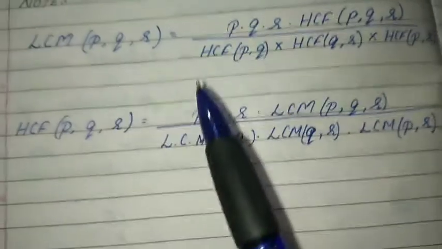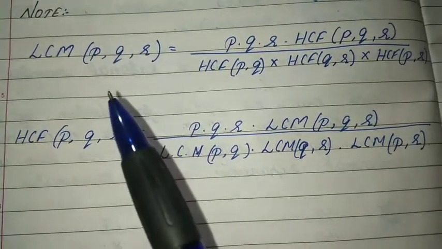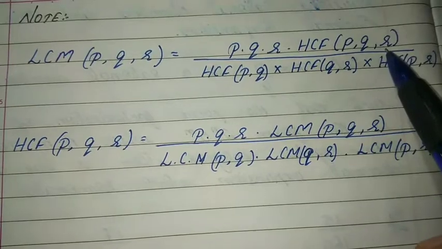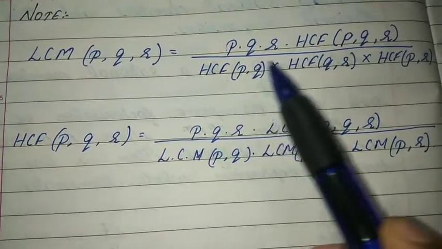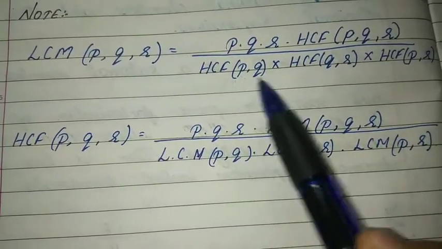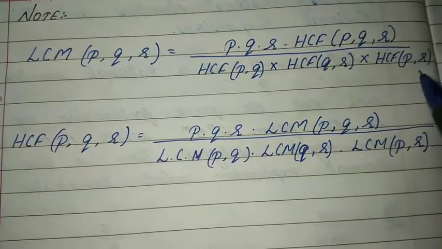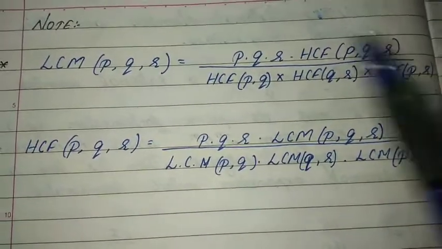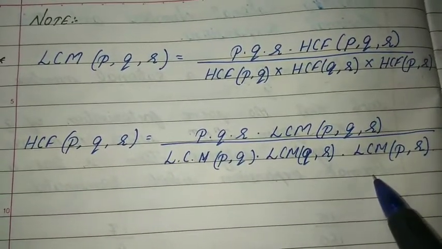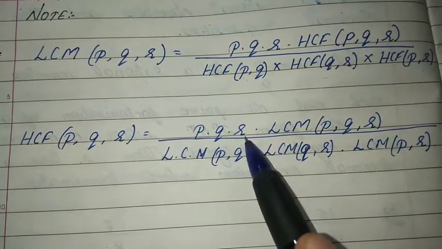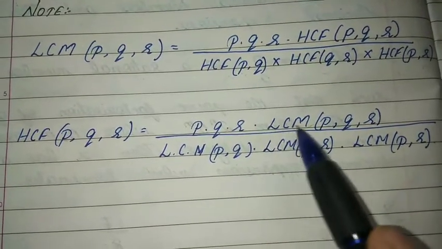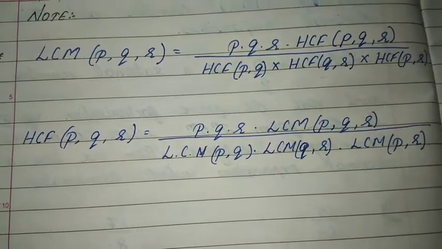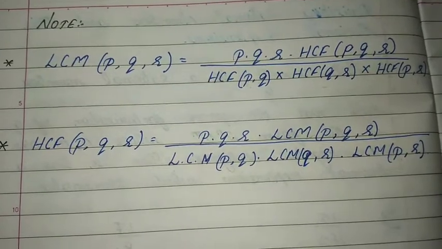Now let's see how to find the LCM for three numbers. The product of three numbers is equal to the HCF of the three numbers, and we have to take the HCF of two numbers: first two numbers, second two numbers, and first and last number. For LCM, we will be taking only HCF. For HCF, we will be taking only LCM. So the product of those three numbers into the product of the LCM of these three numbers and the LCM of two numbers over here. I think this formula is quite easy.